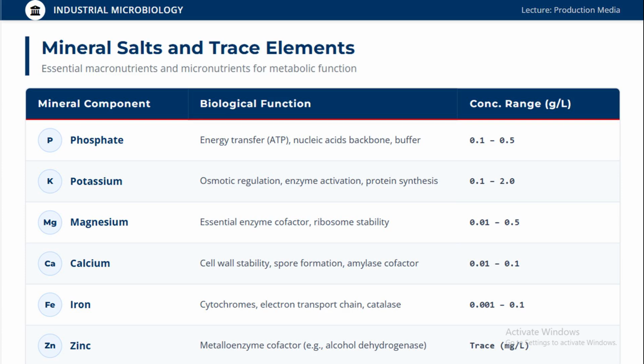Growth factors include vitamins, amino acids, purines, and pyrimidines required by some microorganisms that cannot synthesize them efficiently. Yeast extract, malt extract, and corn steep liquor often serve as sources of these growth factors. Phosphate is particularly important because it acts both as a nutrient and a buffer, though excess phosphate may repress production of some secondary metabolites. So minerals and growth factors are small in quantity but large in impact.